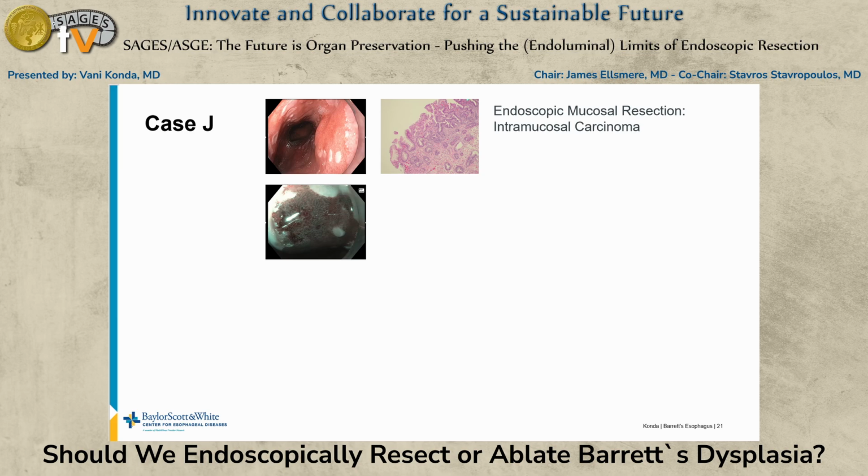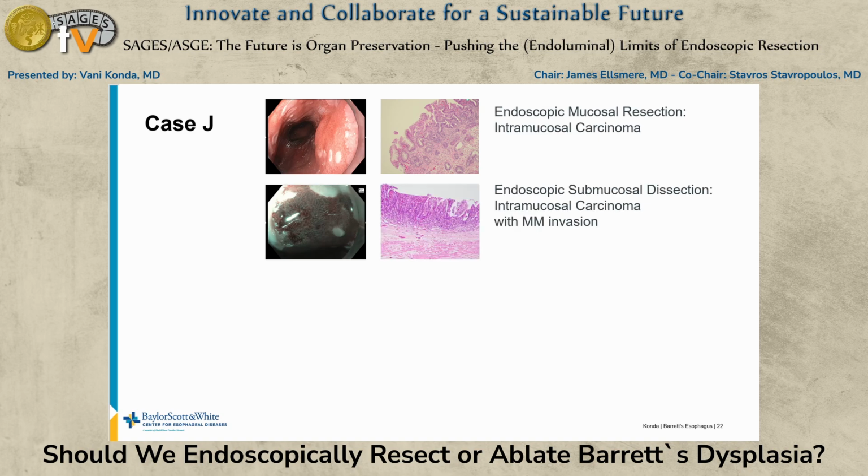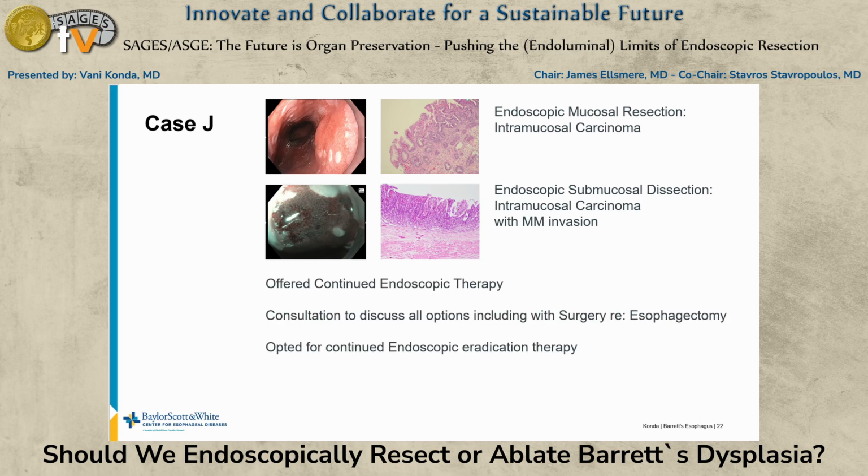The other one, I wasn't quite as certain. I biopsied the first time, and lo and behold, the biopsies came back suspicious for invasive cancer. So when I brought the patient back, I ended up doing an ESD and found intramucosal carcinoma with muscularis mucosa invasion. So at this point in time, we did offer the patient continuous endoscopic therapy, but as part of the counseling process, we also had a consultation with surgery to discuss esophagectomy, so that way the patient could appreciate all the options available to him.